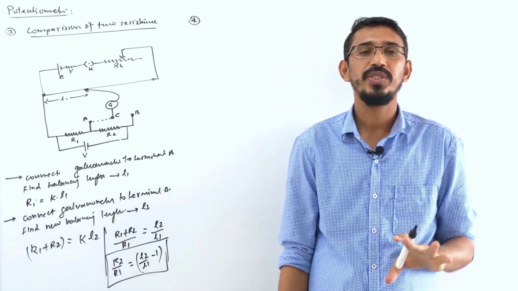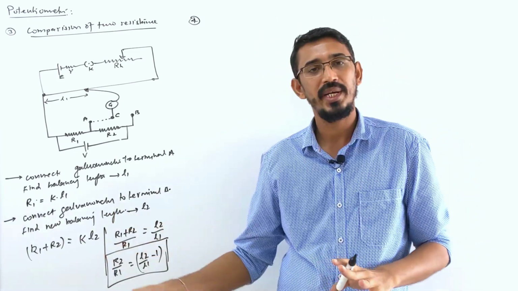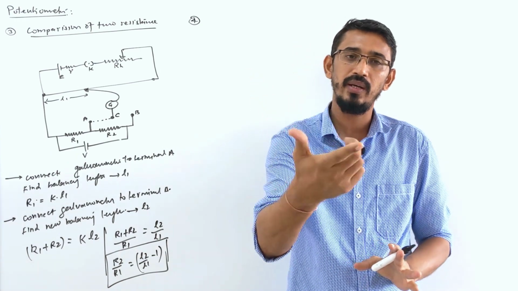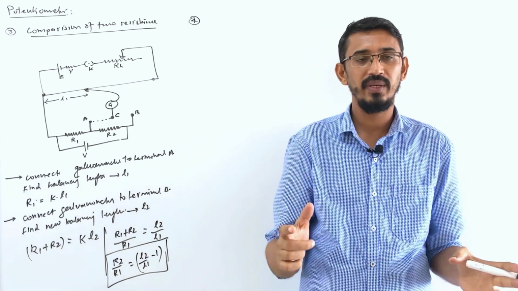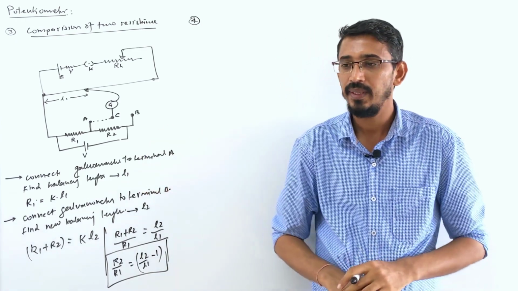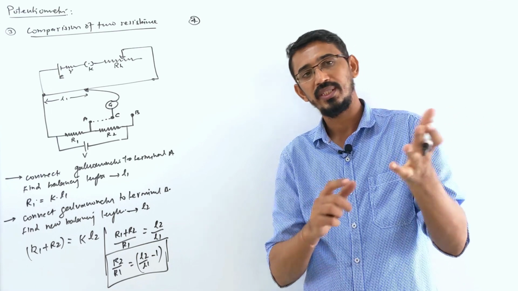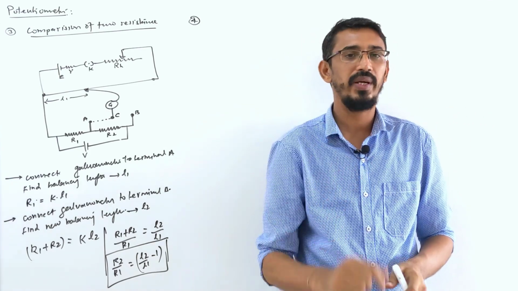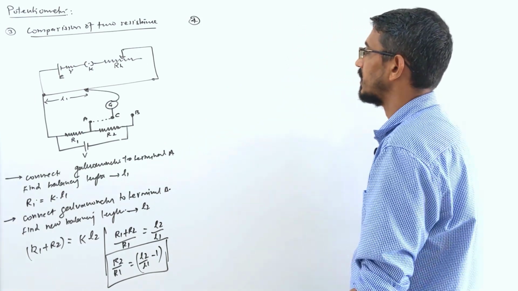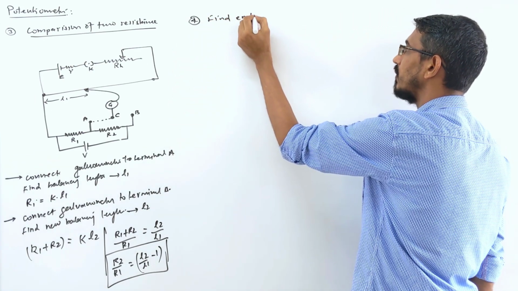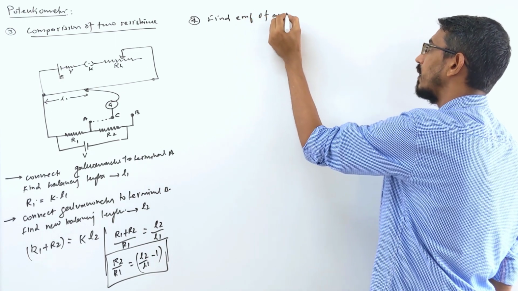Using this concept of potential gradient that I told you in the start, you can find the EMF of any unknown cell. You can compare the EMFs of two cells. That's the first case I told you. Or if one of them is known and the other is unknown, you can find that also. But if you have only one cell alone, you can still find its EMF. So the last application I'm telling you is finding the EMF of an unknown cell.